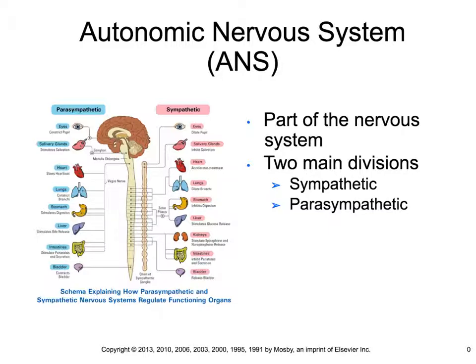So the main neuroreceptor of the PNS, which is the parasympathetic nervous system, is acetylcholine. So this is the cholinergic response. So the PNS is acetylcholine with muscarinic receptors and nicotinic receptors.